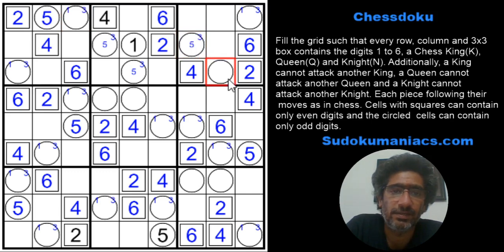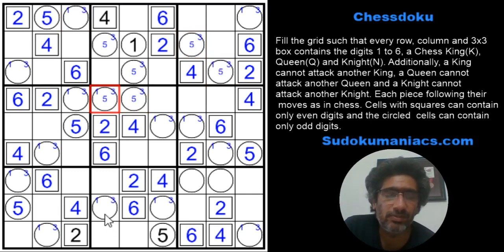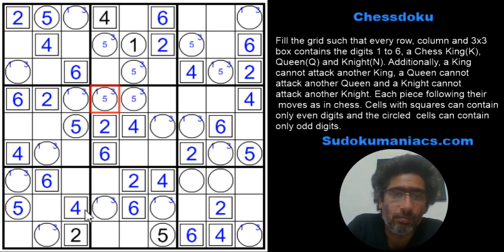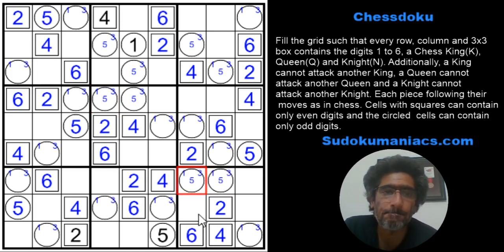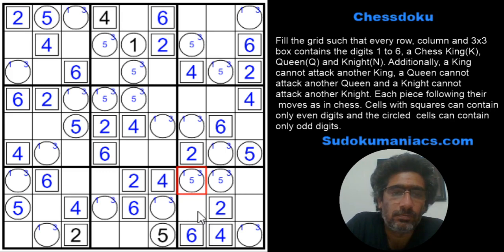Alright, so this will be a 3-5, 1-3-5, 3-5, 1-3-5. Okay, now we seem to have hit a roadblock. This would be 1-3-5, 1-3-5. Okay. Now I guess we'll have to look for chains.